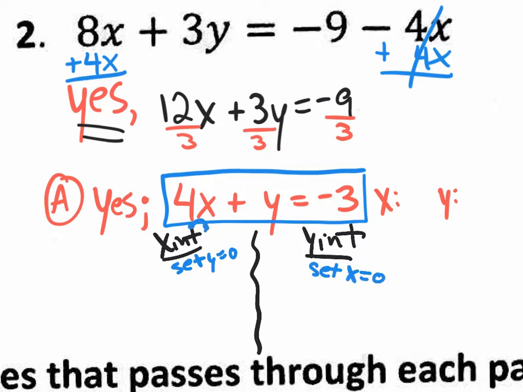And of course, I usually put this in a cloud. That's what you need to know. To find the x-intercept, you have to set y equal to 0. To find the y-intercept, you set x equal to 0.